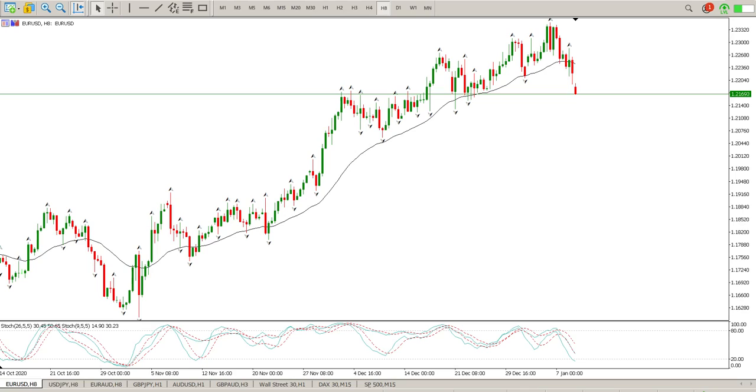As usual, starting off with Euro USD, and on the 8 hour this is a potential trend reversal that is brewing. We are below the moving average, but obviously what I'd want to see now is a pullback, retest, and then a continuation. At the moment it is breaking trend lines.